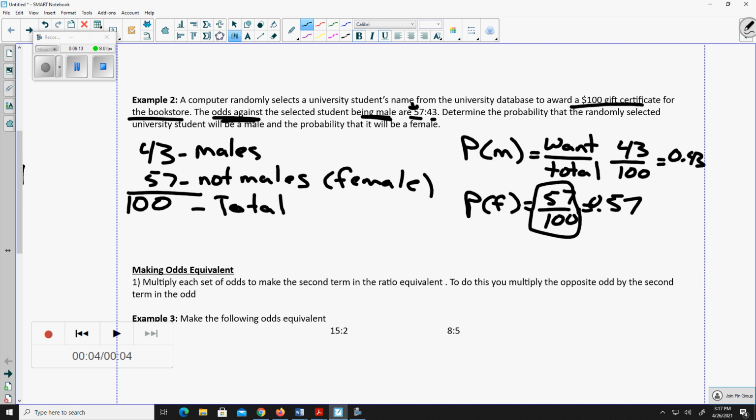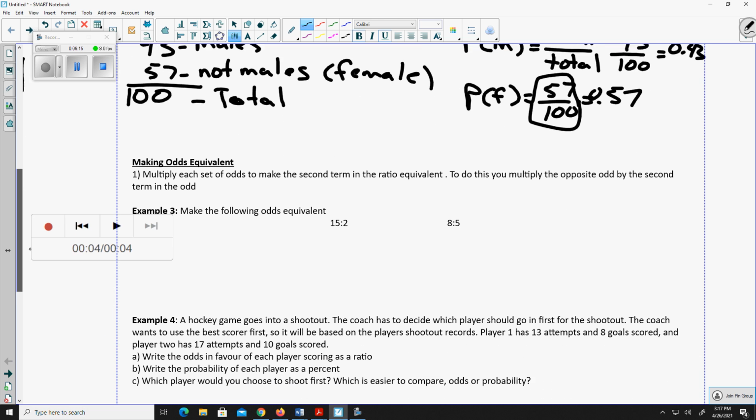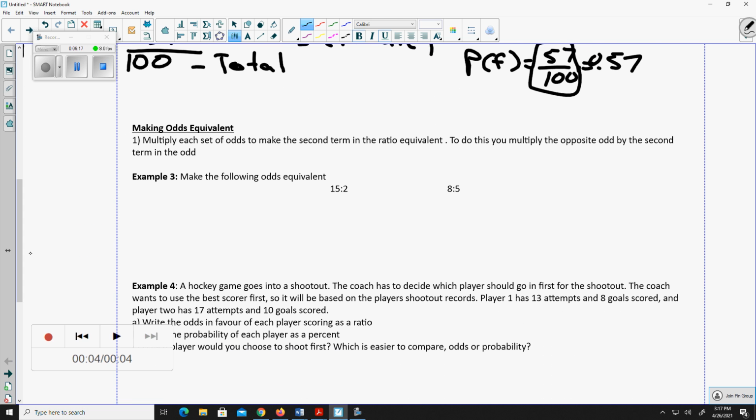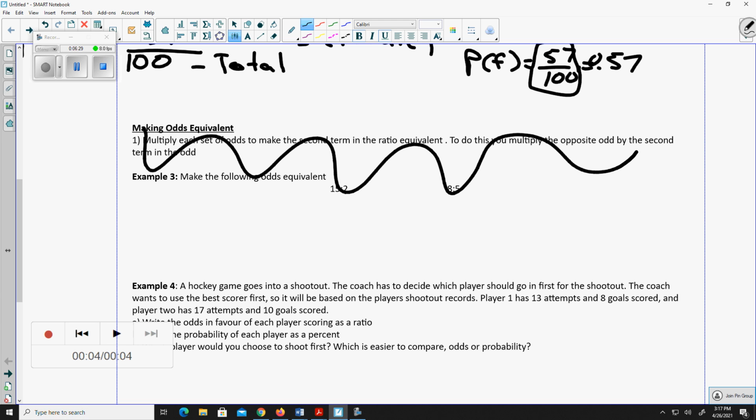So odd equivalence now. Okay. You know what? We're not doing odd equivalence. That was something that used to be in. Now it's out. Moving on.